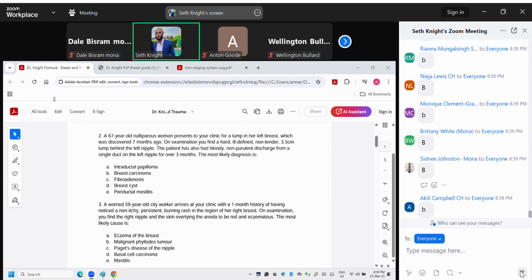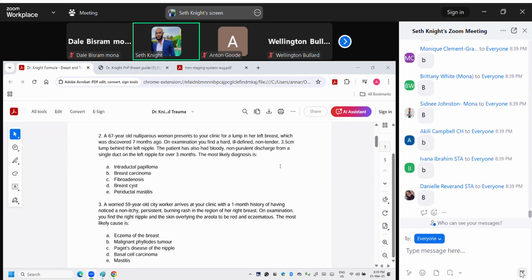Fantastic, right? So I know I had seen some answers here, because when you see bloody discharge, well, the most common cause is intraductal papilloma. Yes, but you need to look at the entire clinical picture, all right, everyone? So this is a 67-year-old, she's old. She's nulliparous. That's a huge risk factor, that's high estrogen exposure. She has a lump in the left breast that is hard, ill-defined and non-tender, behind the left nipple. So that is a breast cancer type lump.